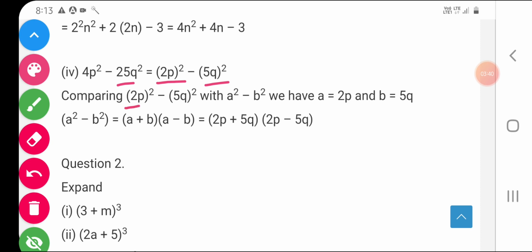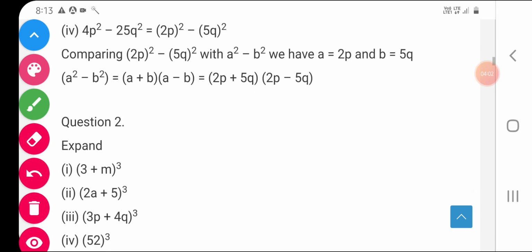Now we can compare this with the formula a square minus b square. We know that a square minus b square is nothing but (a plus b)(a minus b). Here a is 2p, b is 5q. Now a plus b is nothing but 2p plus 5q, into a minus b is nothing but 2p minus 5q.